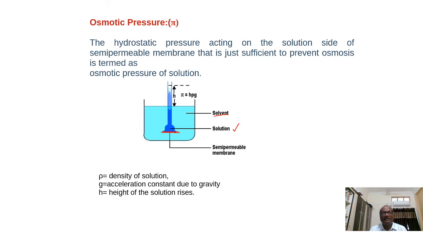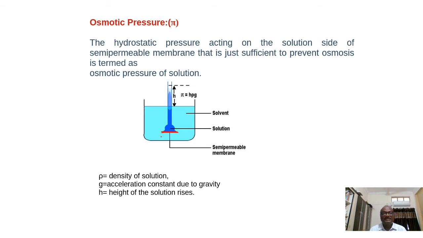This red part represents what? The semi-permeable membrane. So what is present in the Thistle funnel? Solution is present, whereas outside of the Thistle funnel, in the container, water, the solvent, is present. So now the solvent and solution, both of them, are separated by a semi-permeable membrane like this. So the process of osmosis will begin.